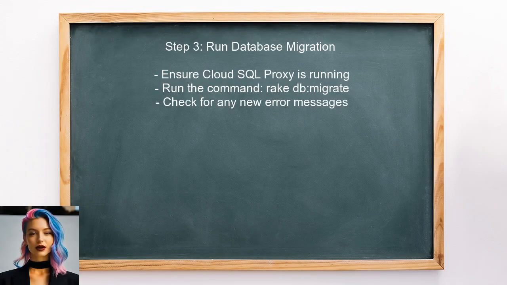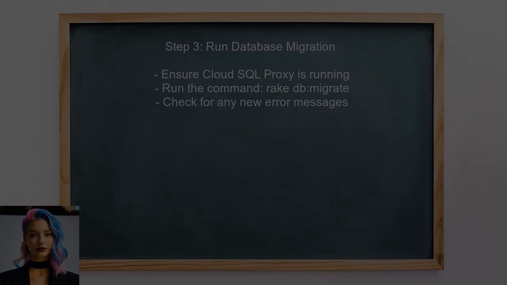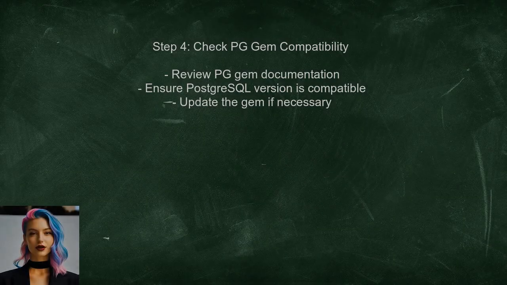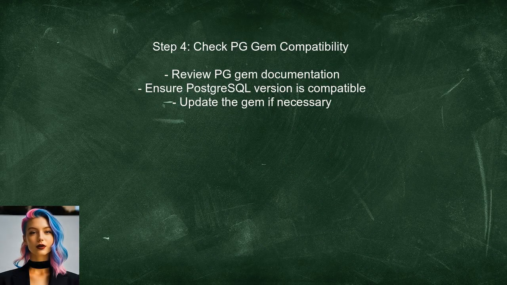After confirming the configuration, the user should try running the database migration command again. This time, they should ensure that the Cloud SQL proxy is still running in the background. If the issue persists, the user may need to check their PostgreSQL version compatibility with the PG gem. They can do this by reviewing the gem documentation and ensuring they are using a compatible version.